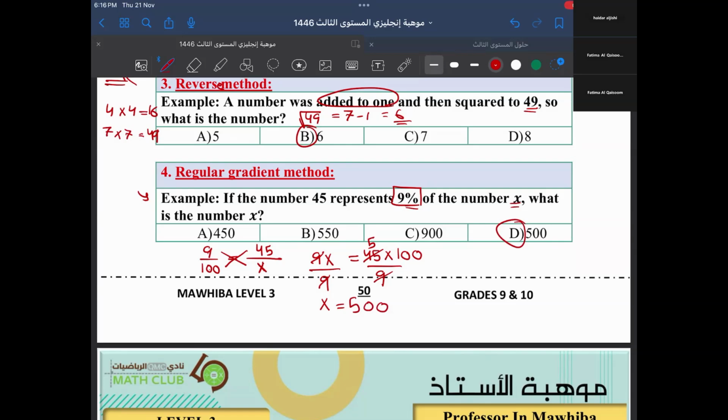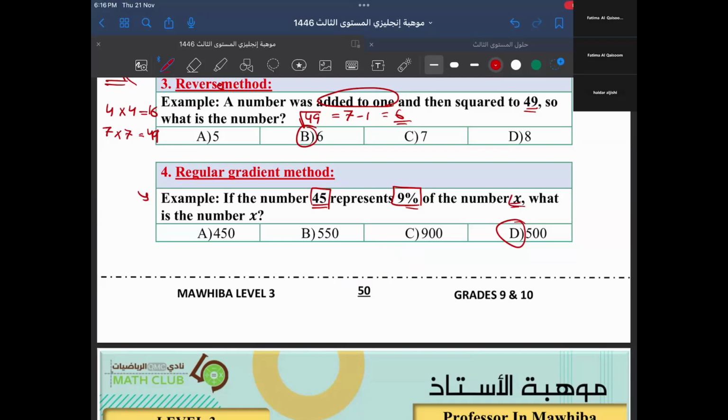Okay? Is it clear? Yes, Haida. Miss, can you explain the ratios part again? Yeah. So here, basically, they're saying that the number 45 represents 9% of the number x.